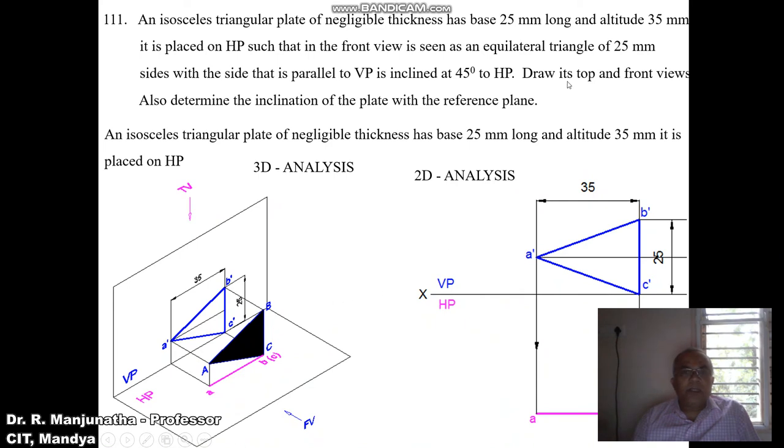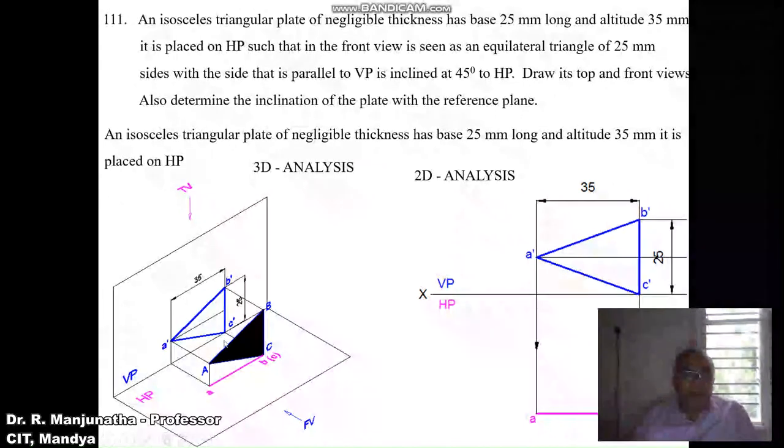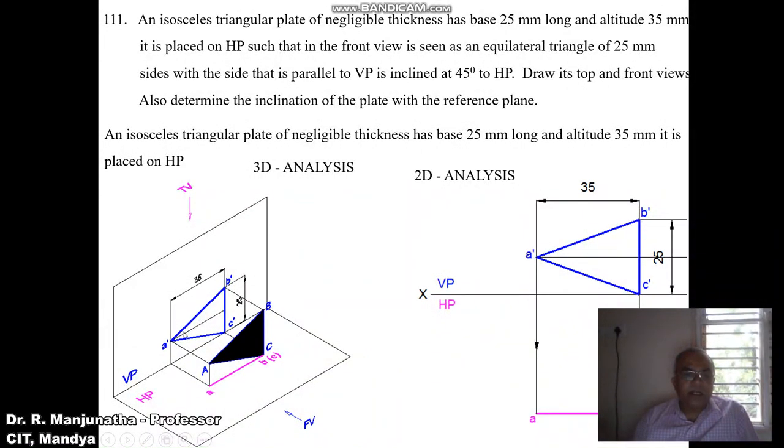So now, first, initially we are keeping an isosceles triangular plate with one of its sides on the horizontal plane, which is the base of 25 mm long. You take the midpoint of this and then draw a perpendicular line to a height of 35 mm and complete the isosceles triangle. When you look from the front, we can see that the plate is parallel to VP, so you are getting the true shape in the vertical plane.